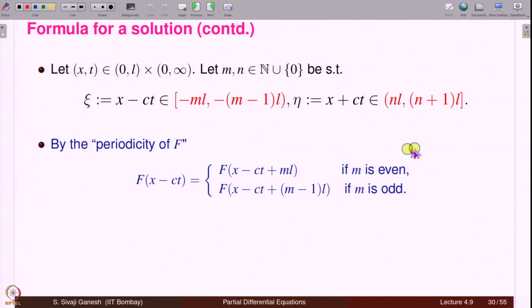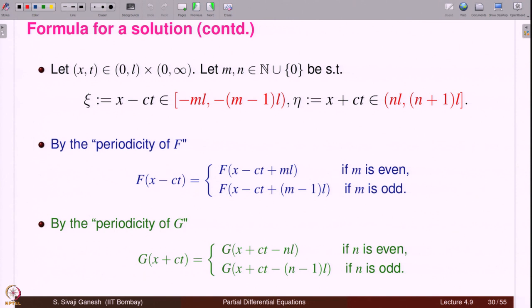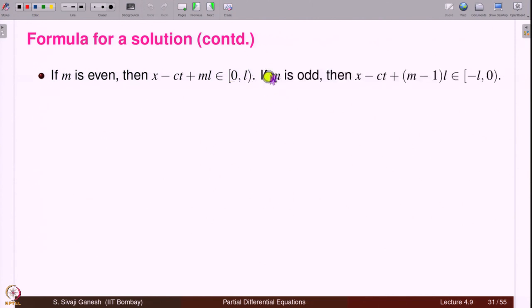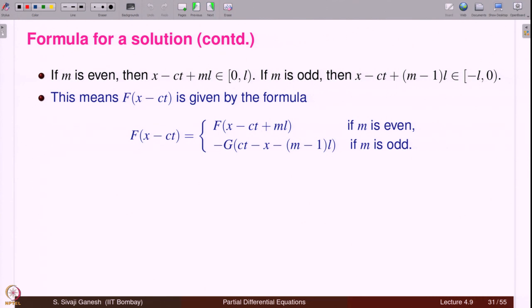I request you to do these computations by yourself. Similarly, for g we have an expression. If m is even, x minus ct plus mL is in 0 to L. Now, we have to be careful because f is known on minus L to L, and the formulas are different on minus L to 0 and 0 to L. Similarly, for g, the formula is different on 0 to L and L to 2L. That is why we are making this finer classification. If m is even, then x minus ct plus mL is in 0 to L. If it is odd, this is the one which f uses, so this will be in minus L to 0, and I know the formula for f on that. Therefore, f of x minus ct is given by f of this if m is even and f of this if m is odd.